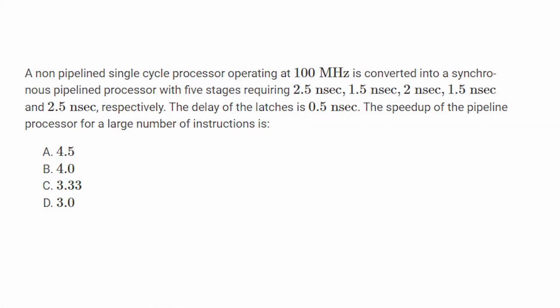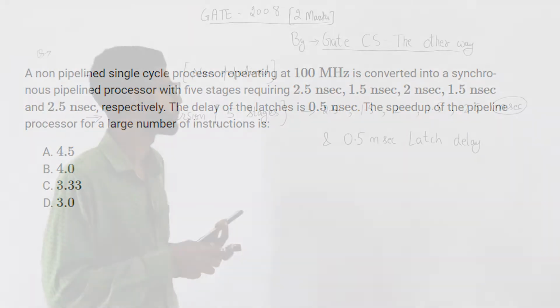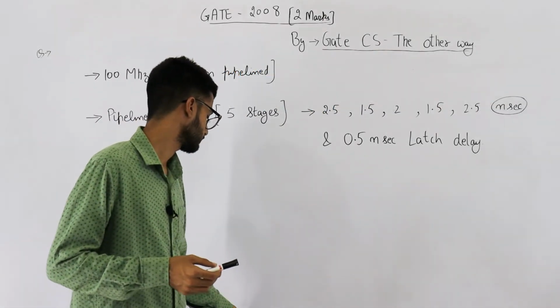A non-pipelined single cycle processor operating at 100 MHz is converted into a synchronous pipelined processor with 5 stages requiring 2.5, 1.5, 2, 1.5 and 2.5 nanoseconds respectively. The delay of latches is 0.5 nanoseconds. The speedup of pipeline processor for a large number of instructions is. Just have a look at these options and now we'll solve the question.